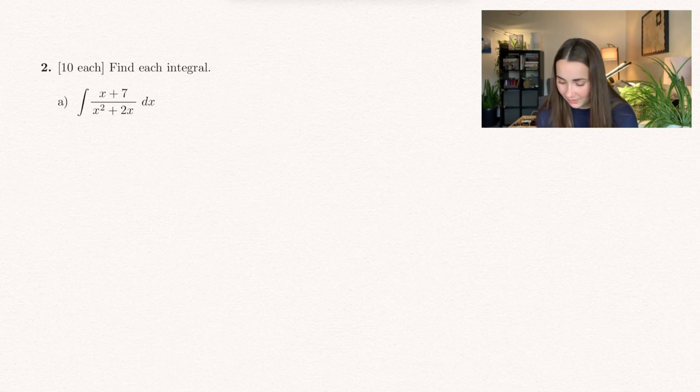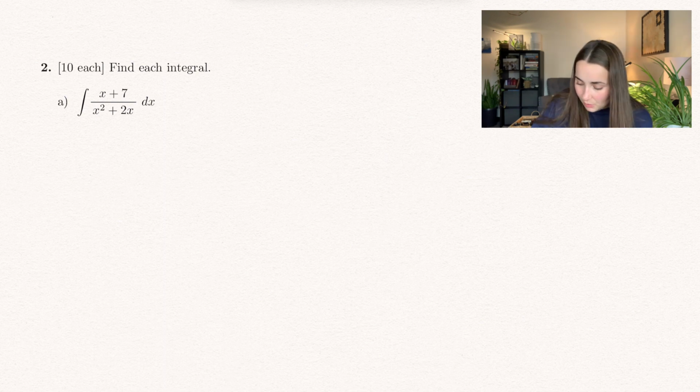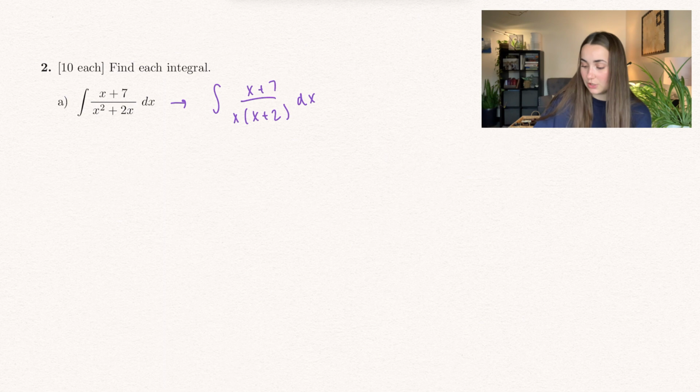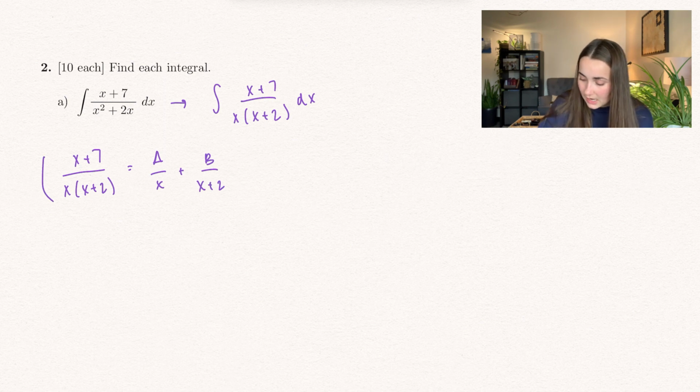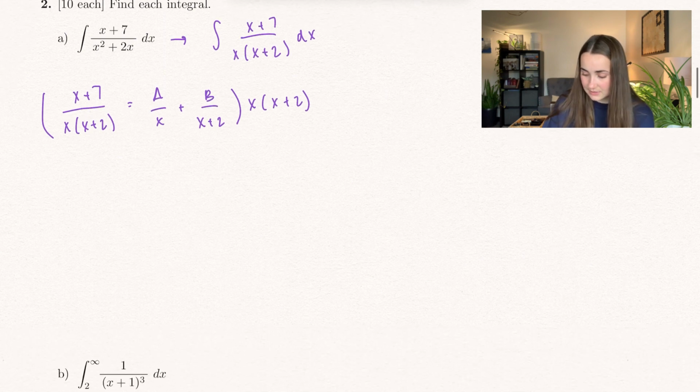So here we have the integral of x plus 7 over x squared plus 2x dx. So here I notice in the denominator that I can factor it. So we get x plus 7 divided by x times x plus 2 dx, which cues me into partial fraction decomposition. So here we have x plus 7 over x times x plus 2 is equal to some constant a over x plus some constant b over x plus 2.